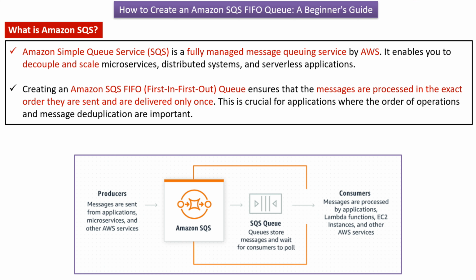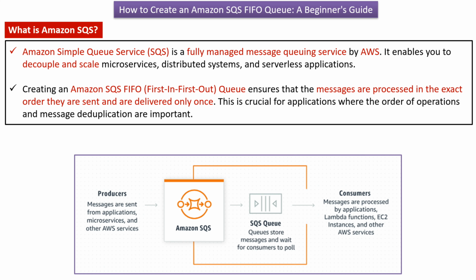In this video tutorial, I will explain how to create an Amazon SQS FIFO queue. What is Amazon SQS? Amazon SQS is a fully managed message queuing service provided by AWS. It enables you to decouple and scale microservices, distributed systems, and serverless applications.